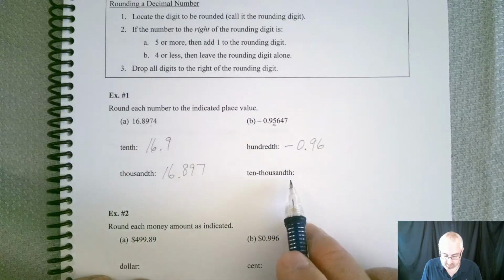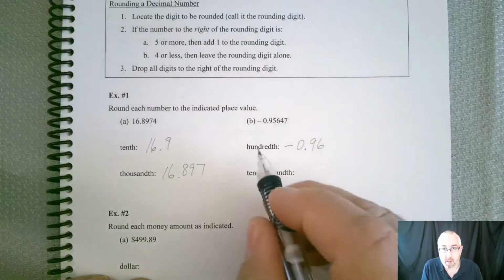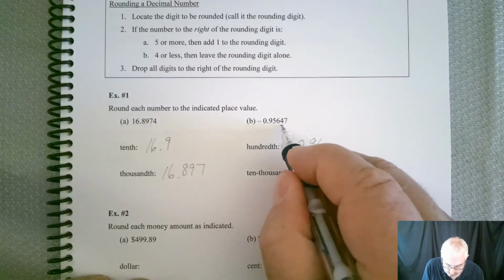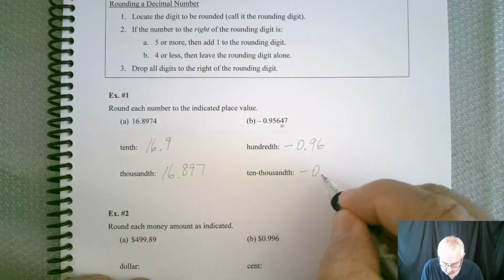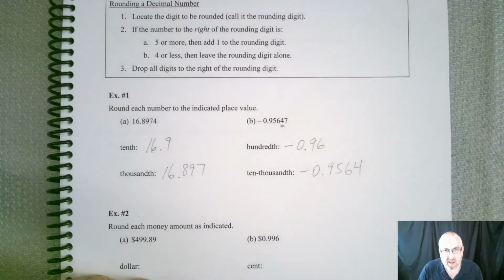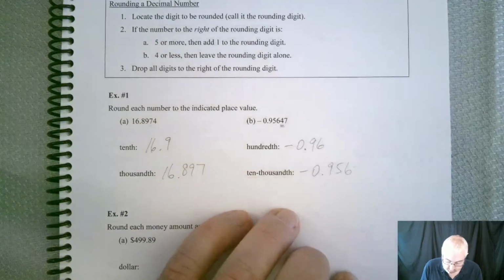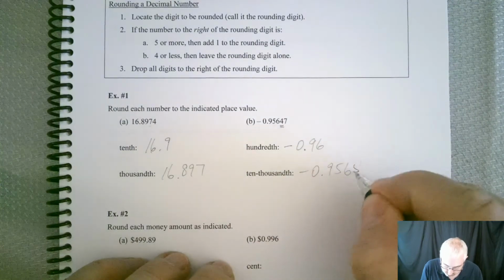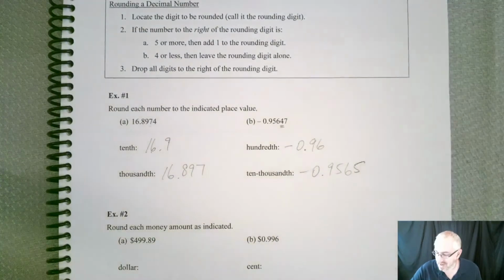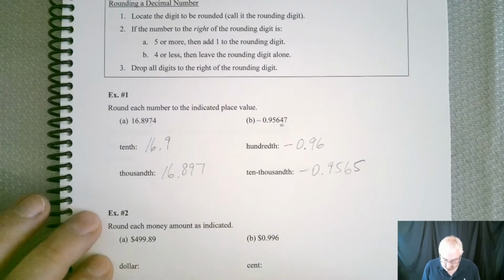All right, 10,000th. So the 10,000th would be which digit for that one? So tenths, hundredths, thousandths, 10,000. So the 4. So negative 0.9564. Is that right? Whoops, I made a boo-boo. Remember, we got to round up. So that 4 is going to go up to a 5. So, oops, now we got a double. We don't know, is it right or wrong? Let's try it again. There we go, we got it right. All right, so now we should be good with that one.